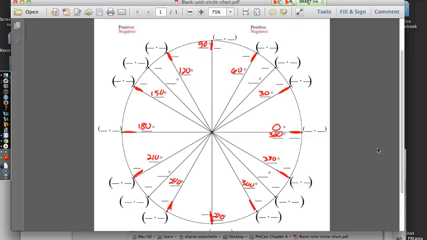Now we're going to do it in radians. I'll make sure everybody's caught up to this point. 30 degrees is what in radians? Pi over 6. Pi over 6. So what we have to do is go around, and every time we do one of these, we're going to add a pi over 6.